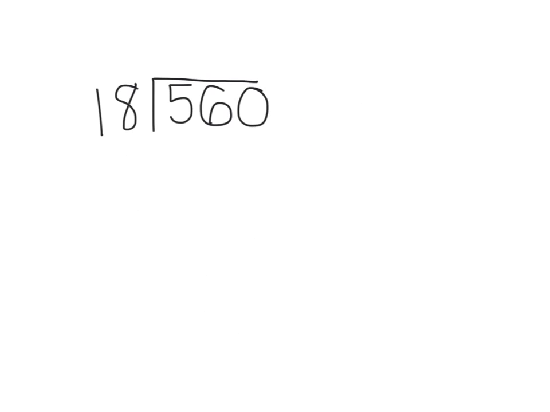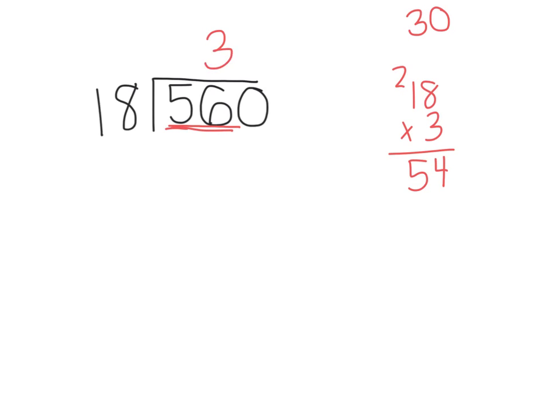Now I'm actually going to solve this, and when I do, I start to think, can 18 go into 5? No, it cannot. So now I'm going to think about the whole number of 56. How many 18s go into 56? Well, I'm going to refer back to my estimate of 30. So because I thought it was going to be 30, I'm going to start off by doing 18 times 3. 54. Will 54 go into 56? Absolutely it will. So then my 3 is going to go in my tens place, and 54 will go underneath.